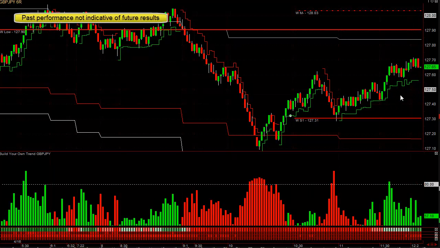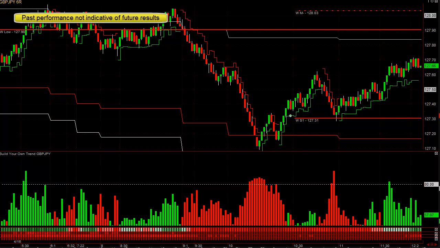Here's 11:30, and you can see it went from 127.50 up to 127.70. Now that might only be a 20 pip move, and a lot of new traders, for some reason, think that they're going to sit down in 1 or 2 or 3 hours and make 30 to 50 pips every day. I think they're out of their damn minds.